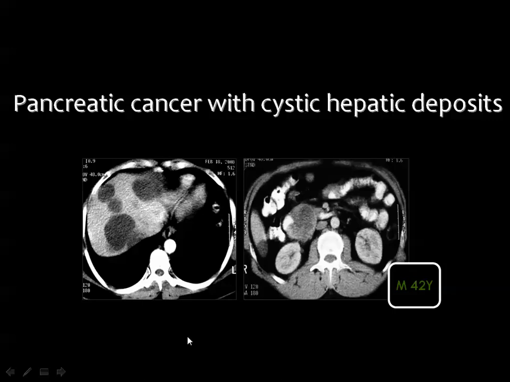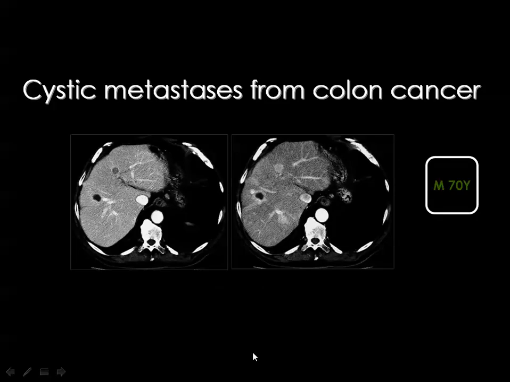Then cystic metastatic deposits are not usually diagnosed unless you know that there is a known primary malignancy, whether this primary malignancy is seen in the scan, like this pancreatic head cancer, or known from the history. And you know, some of the tumors usually give cystic metastasis, particularly those of the pancreas and those coming from the ovary.